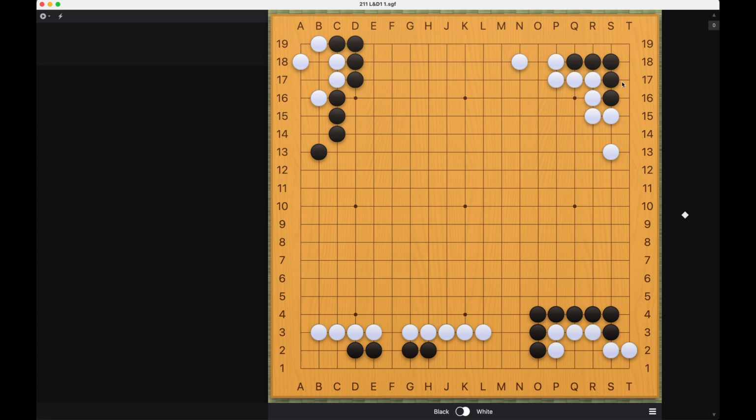But there is more for you to learn besides the correct answer. Usually, when you're faced with the task of making a living shape, you want to increase your eye space. So in this case, black might think about doing something like this. And if you're trying to kill, sometimes you want to decrease your opponent's eye space. So white might respond by doing this.